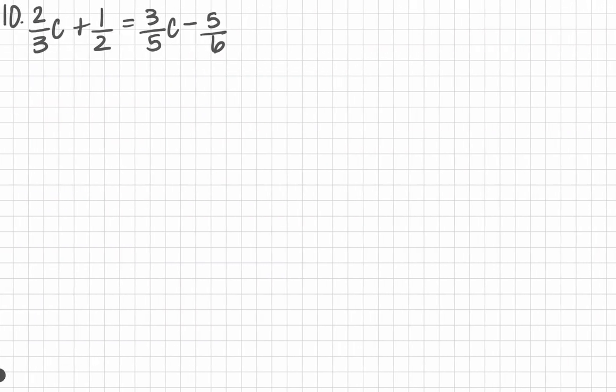Okay, I believe this is the last problem. Number 10 involves fractions on both sides. And let's get started. I notice that each fraction has a different denominator. And when you can, it's advantageous for you to simplify your fractions. A way of doing that is making the denominators the same.